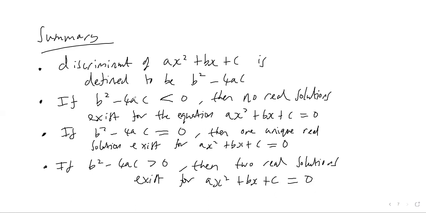So the key thing is that we can just look at this discriminant value, this b squared minus 4ac value, and we can determine straight away whether we're going to have no real solutions, one real solution, or two real solutions. So yeah, we can use this discriminant to make that distinction with these quadratic equations.